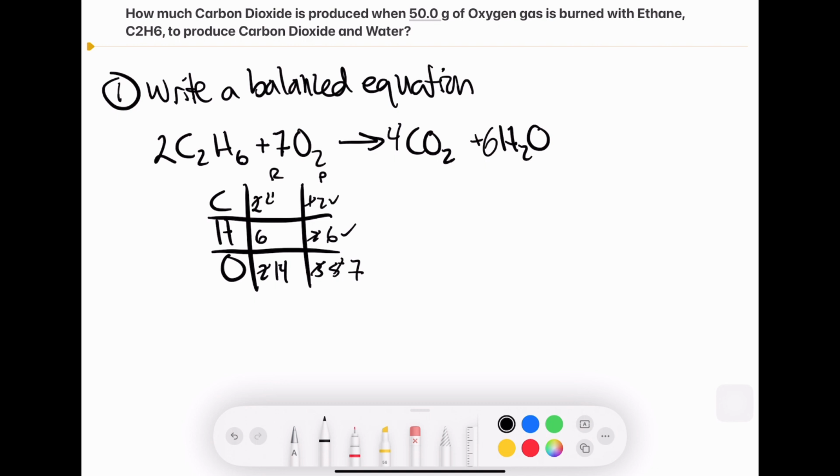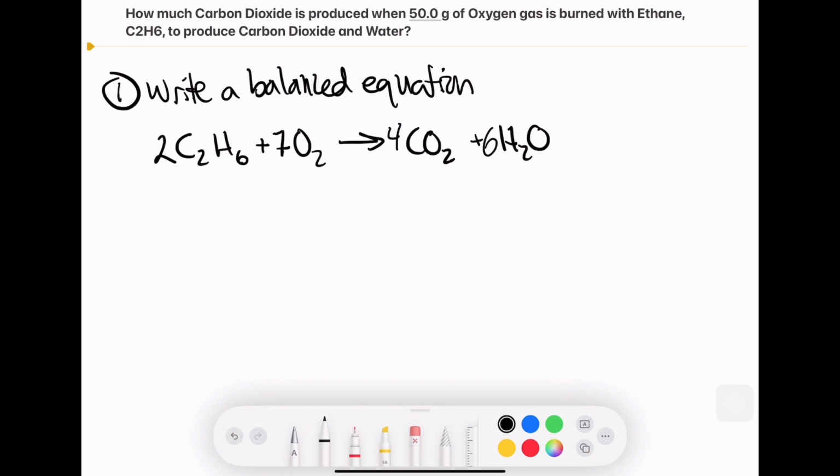So now I have 4 and 4, good. I have 12 and 12, good. And I have 14, and 8 plus 6 is 14. I'm done. So now we have a nice balanced chemical equation. So that's step one, and that should all be review. Let me just get rid of all of that.